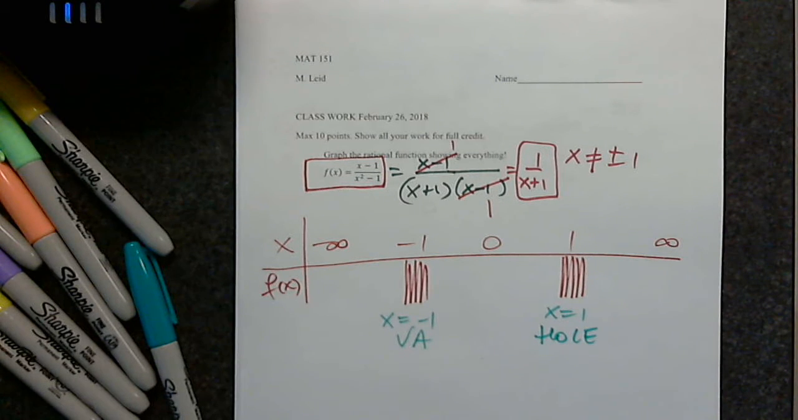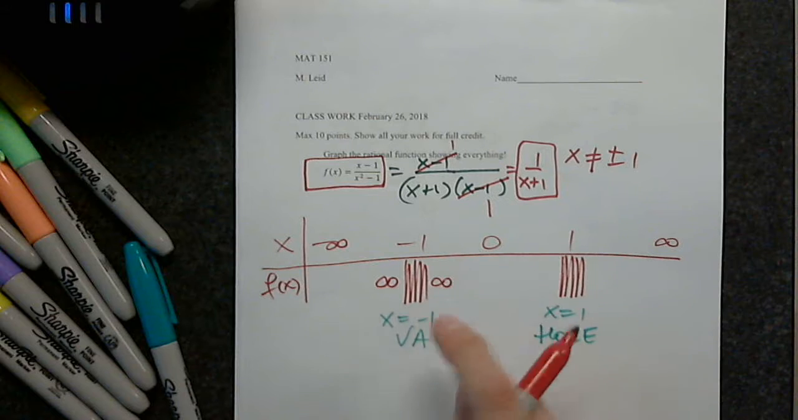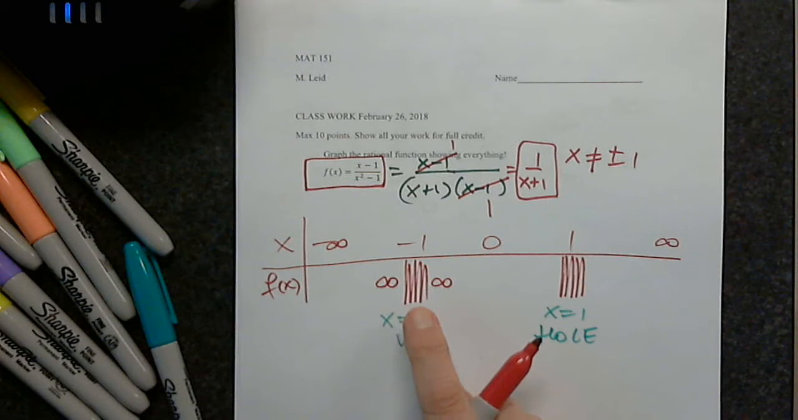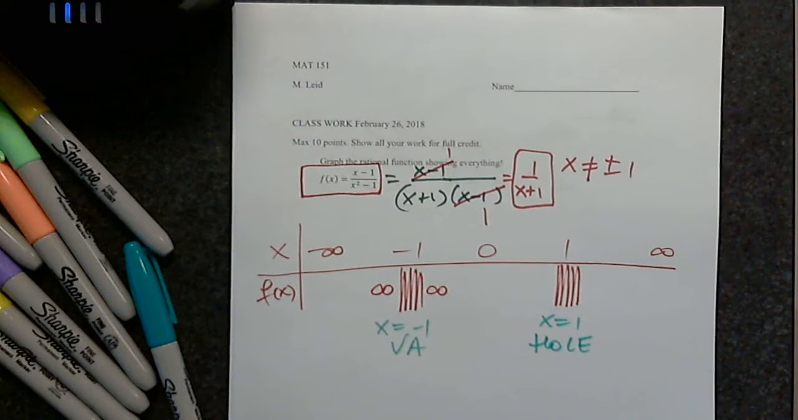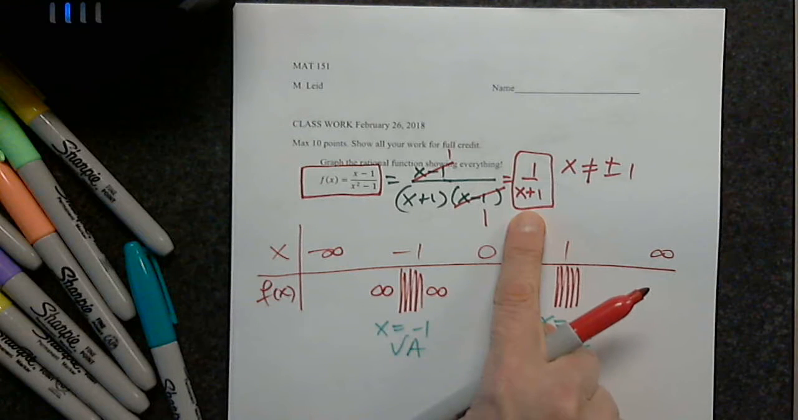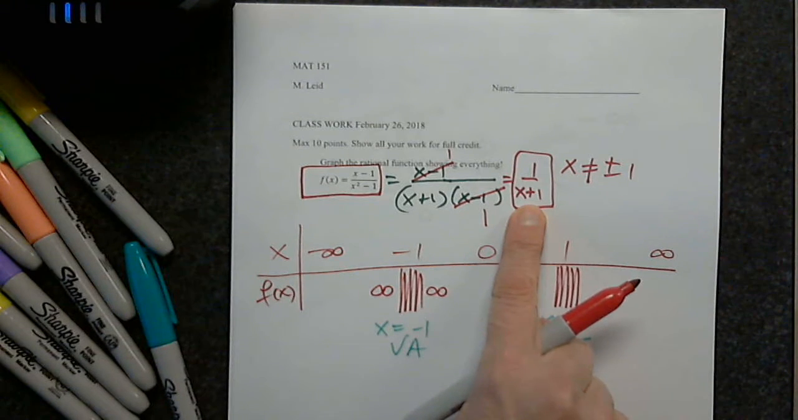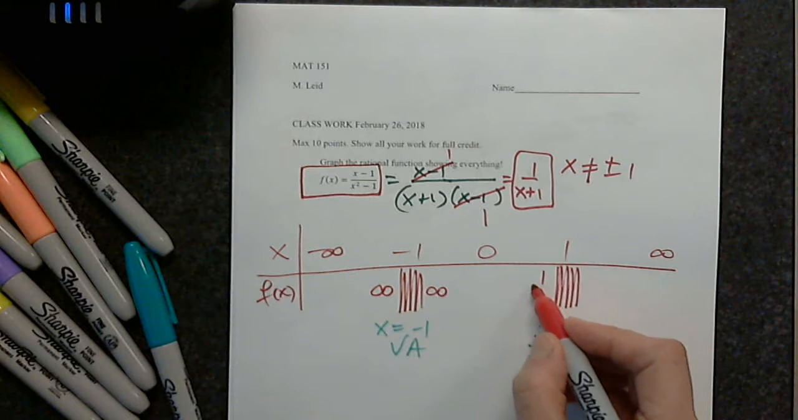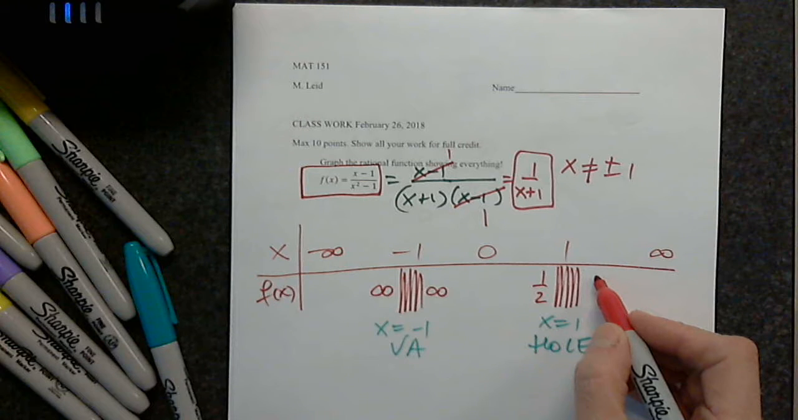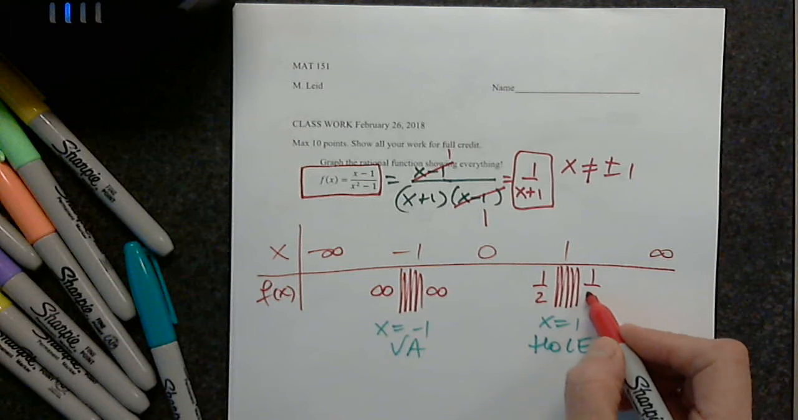So I have to do that right away. Then I determine the infinities left and right of negative 1. But what do I have left and right of the hole? I plug it in. What do I get when I plug it in? It doesn't matter. Left or right, it doesn't matter.